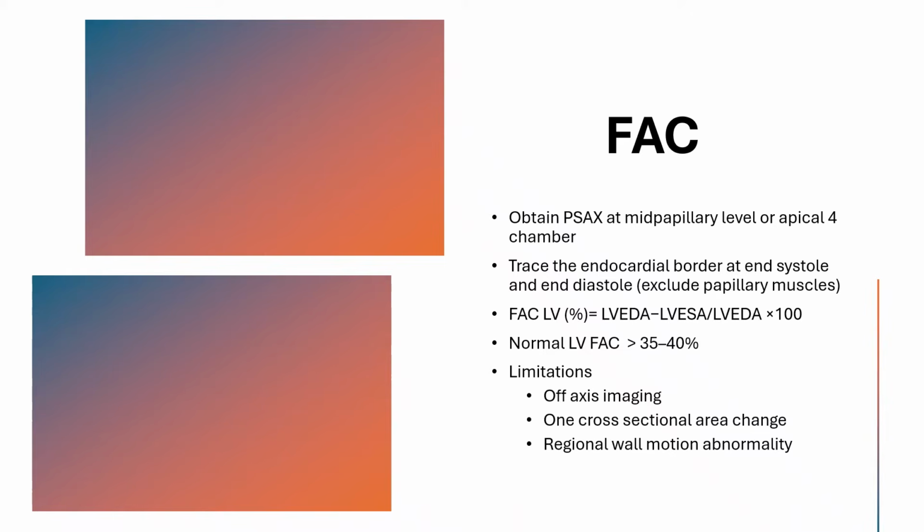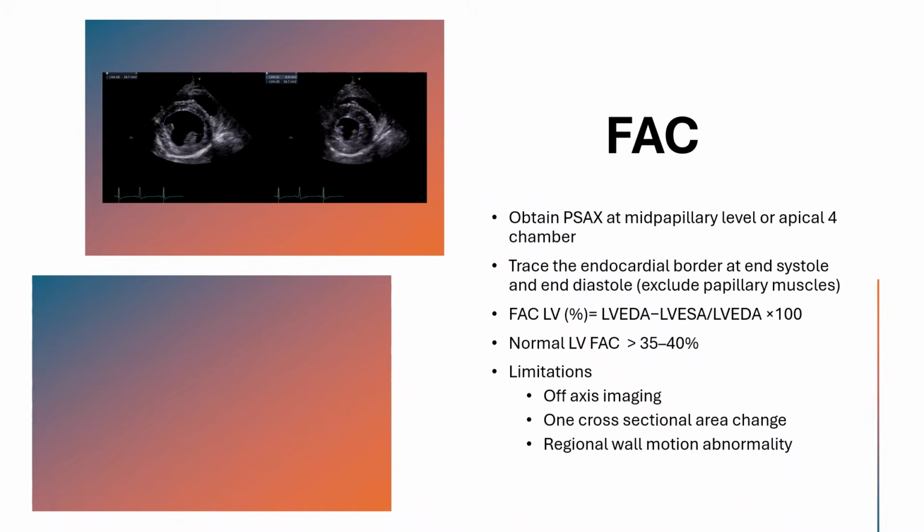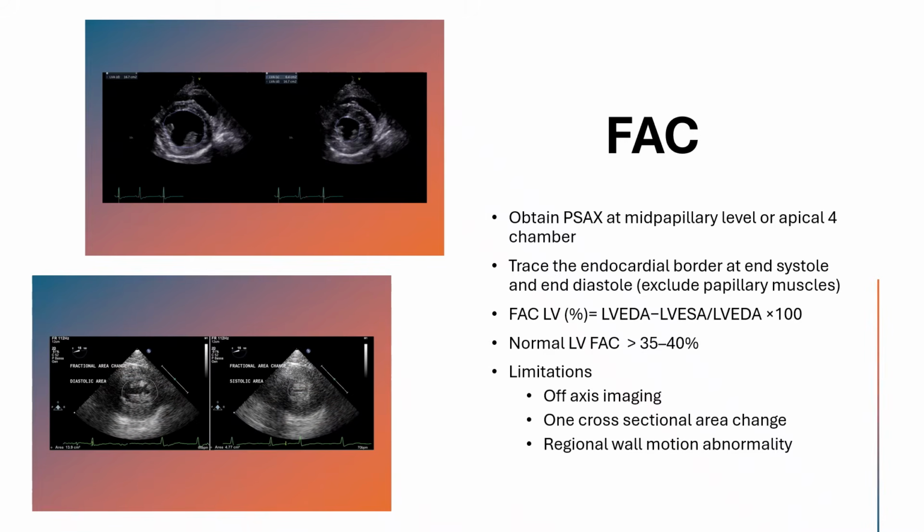Next is fractional area change, or FAC. In order to get this, you first obtain a parasternal short axis view, again at the mid-papillary level, or you could also obtain an apical four-chamber view. What you'll need to do is trace the endocardial border at end systole and then diastole, excluding papillary muscles as shown here on the top left image. Again, it is ideal to have an EKG to better understand the timing of cardiac events.